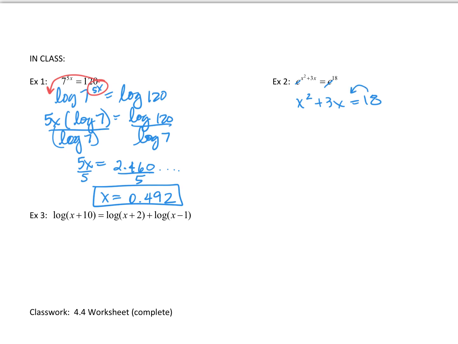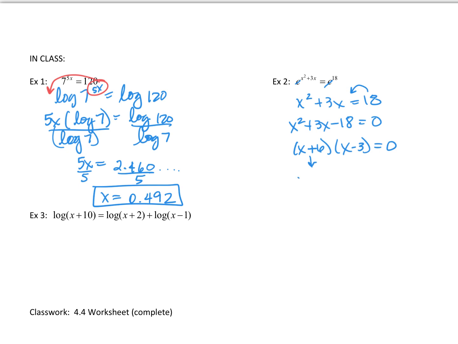So I'm going to move my 18 over. Equals 0. Now we're back to quadratics. How can we solve that? Yeah, will this factor? That's the easiest way. Is this one going to factor? Yeah. X what? Plus 6, x minus 3. You're on the right track. All right, x plus 6, x minus 3.